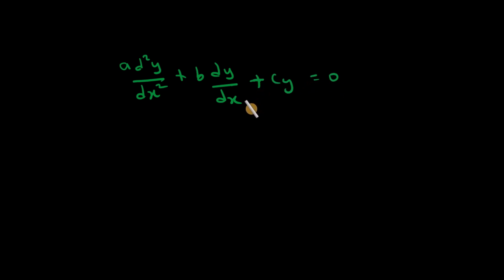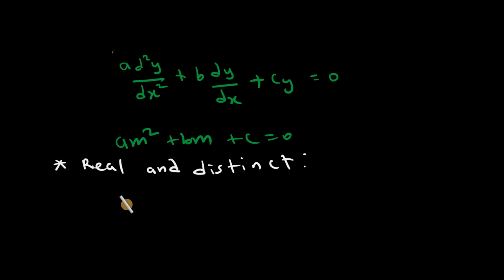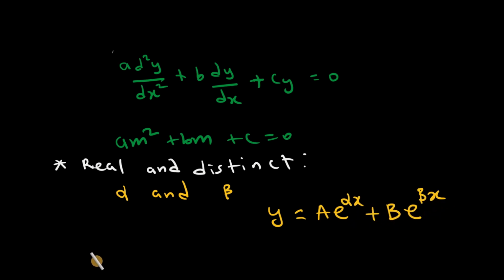You have to know that the solution to the second order homogeneous equation a d²y/dx² + b dy/dx + cy = 0 depends on the solution of the auxiliary equation am² + bm + c = 0. If the roots of this auxiliary equation are real and distinct, let's say the roots are alpha and beta, then the solution of this homogeneous equation is given by the formula y = A e^(alpha x) + B e^(beta x). Now, let's take an example.